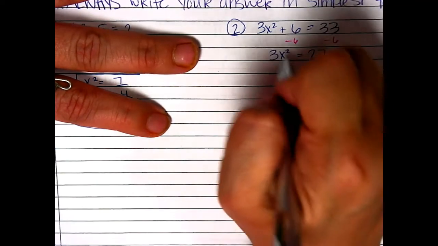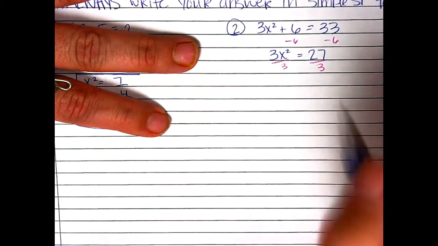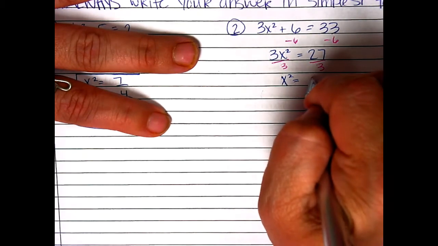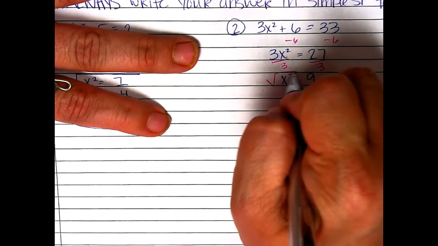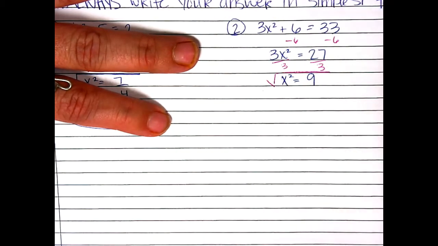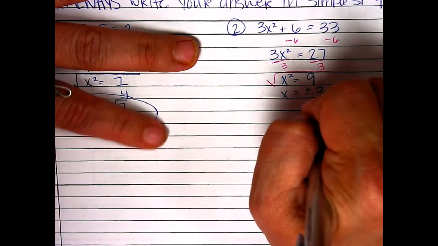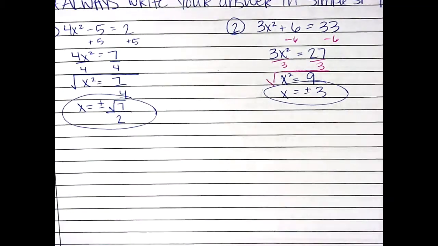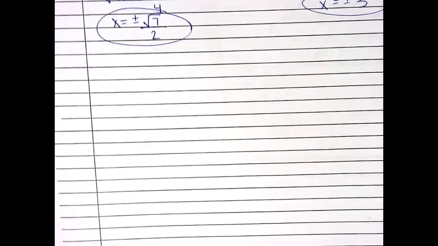Next thing I need to do is divide both sides by 3. So I have x squared equals 9. Okay, and my last step would be to take the square root of both sides. So x equals positive or negative 3. Okay, remember, when you have to take the square root of something, there are two square roots. There's the positive and negative. So please remember to put that plus or minus in front.